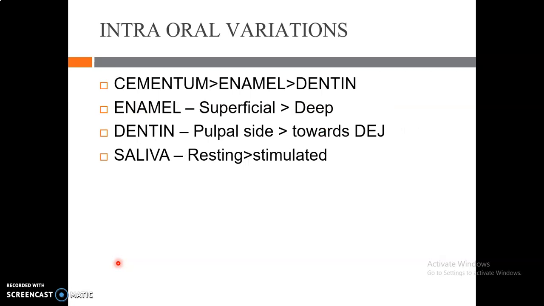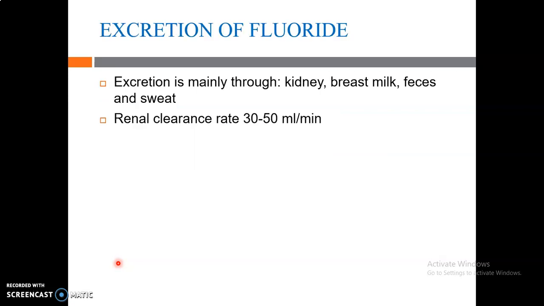The intraoral variations, when you talk about how fluoride is distributed in the teeth: the maximum fluoride concentration is found in the cementum, followed by enamel, and then dentin. In enamel, the highest concentration of fluoride is in the superficial surface, and as you go deep, the concentration reduces towards the dentino-enamel junction. In the dentin, the highest concentration is on the pulpal side because that is well perfused, and that again decreases towards the dentino-enamel junction. And in the saliva, fluoride is always more in resting saliva compared to stimulated saliva.